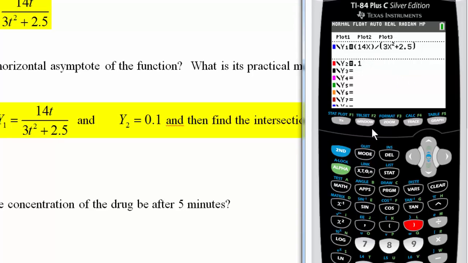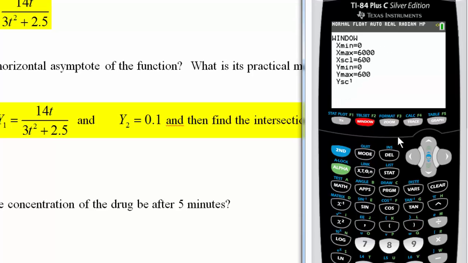Now our window, this is tricky. This y2 is going to give me a straight line at 0.1. So when I'm thinking about y minimum and y max, if I go from, say, negative 0.5 to positive 0.5, remember, I'm going to have a straight line somewhere at 0.1. That's in between here. It's going to be really small, so it's going to be hard to see. So for my scale, I'm going to count by 0.1 increments, or a tenth increment.